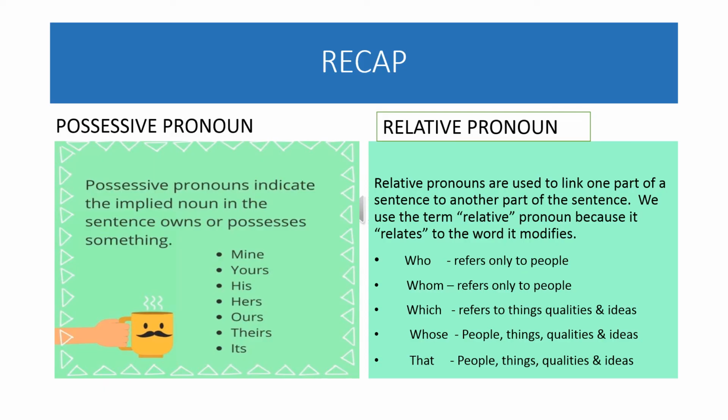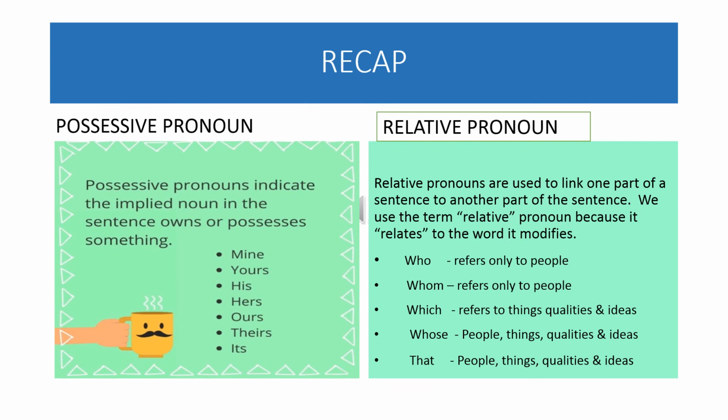Now, let's recap. First, possessive pronoun. Possessive pronouns indicate the implied noun in the sentence owns or possesses something. Some of the possessive pronouns are mine, yours, his, hers, ours, theirs, its.